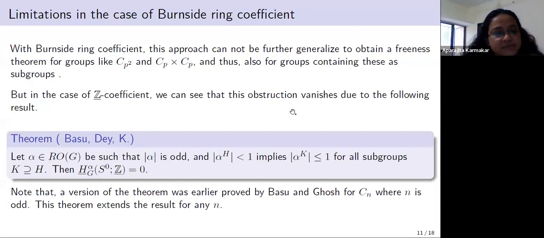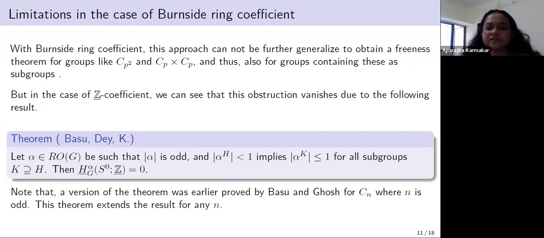So this theorem helps us to make the attaching map 0. Suppose alpha is in RO(G) and mod alpha is odd, and the dimension of its H fixed points is less than or equal to 1, which implies the dimension of its K fixed points is less than or equal to 1 whenever H is a subgroup of K. If this condition holds, then the cohomology at alpha grading of S0 is 0.